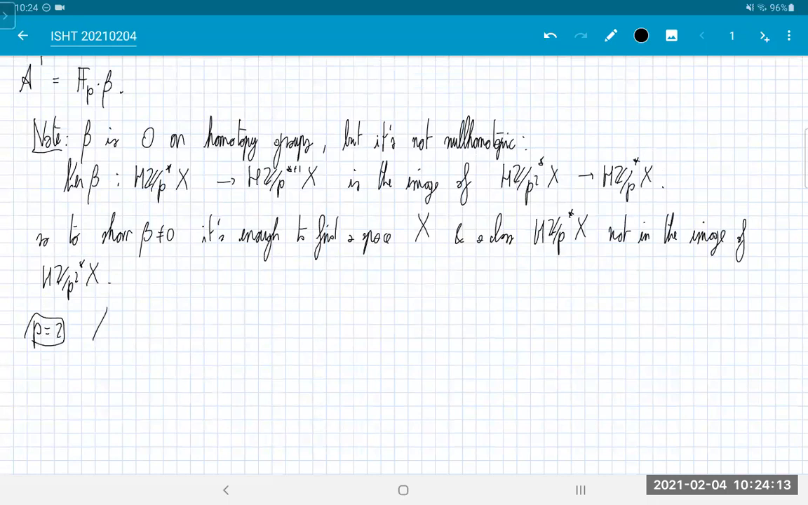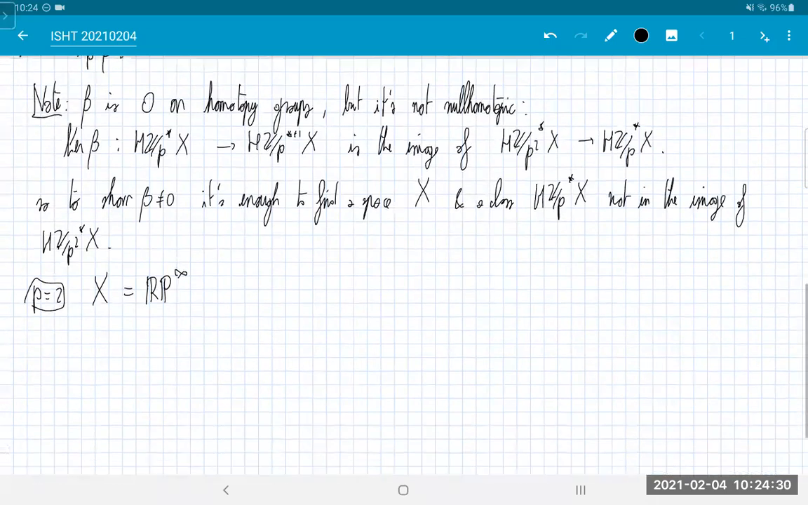Since it's simpler, you can take X some real projective space. What do I need? Probably RP2 is enough. Let's say RP infinity, because why not? Since we're at it, it doesn't really matter which one we take, right? And then you can check that the reduction H Z mod 4 star, 1 RP infinity is 0, but H Z mod 2 1 RP infinity is Z mod 2.